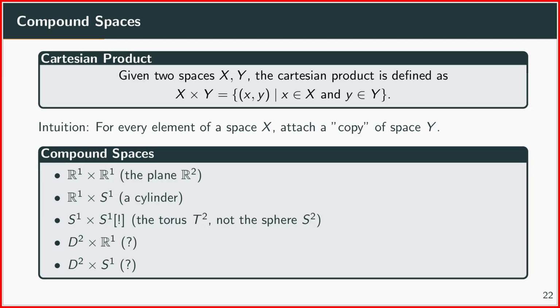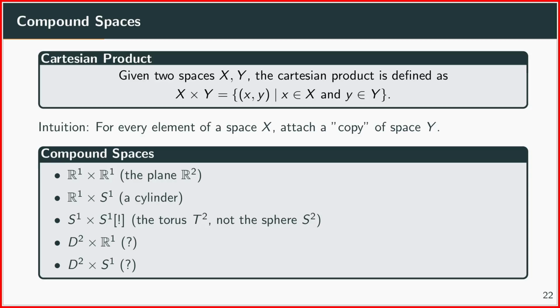So for example, you can construct the plane R2 by just combining 2 lines together. So basically for every point on a line, you attach another line, and you do that for every point, and this gives you the plane. The same applies for a cylinder. You can have this line segment here and a circle, and you can attach 1 circle to each element here, and this gives you a cylinder.